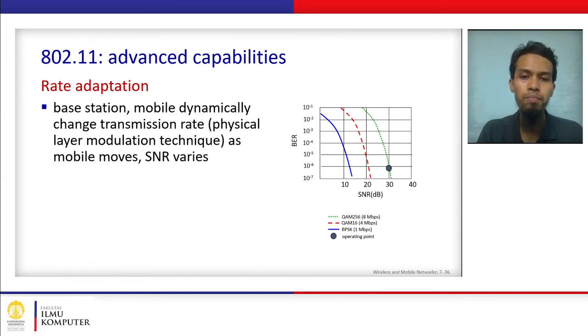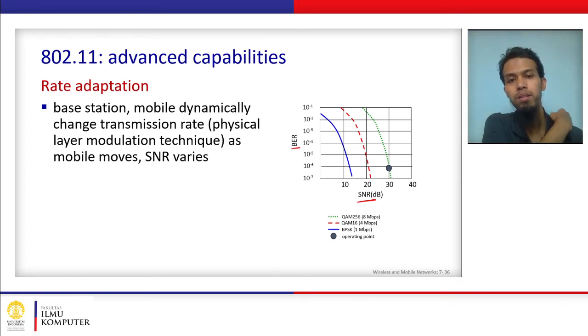Before that, I have to mention that this rate adaptation technique is not exclusive only to 802.11, but also to other wireless technologies. For example, even in 3G from HSPA and 4G LTE and other wireless techniques also have this kind of capabilities. So basically, as we have seen before, there are two important parameters in wireless called the SNR and BER.